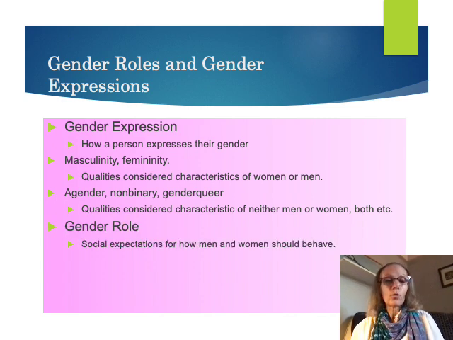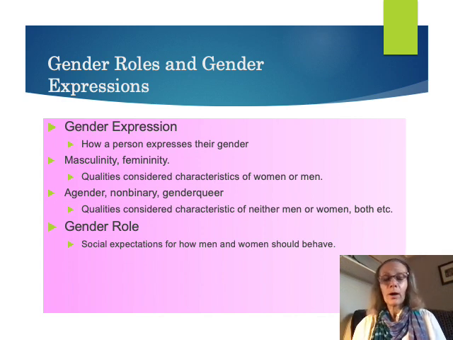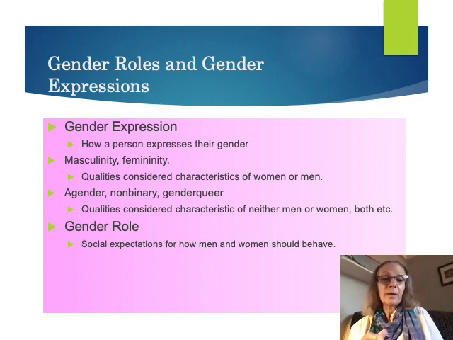Now, gender roles are the social expectations for how men and women should behave, right? And so in a way, gender expression is a part of gender roles. Women should dress a certain way, men should dress a certain way. So if you see men wearing things that aren't considered masculine, it calls into question the social expectations about what a man should look like. But gender roles go beyond just how you express yourself visually. They're the social expectations for how men and women should behave, and dressing is a part of behavior.